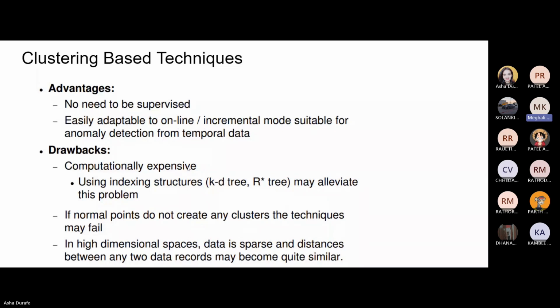Drawbacks: yes, it is computationally expensive. So, you have to use some other methods of indexing structures to reduce or remove this problem. Then, if normal points do not create any clusters, the techniques may fail. So, this is one of the drawbacks again.